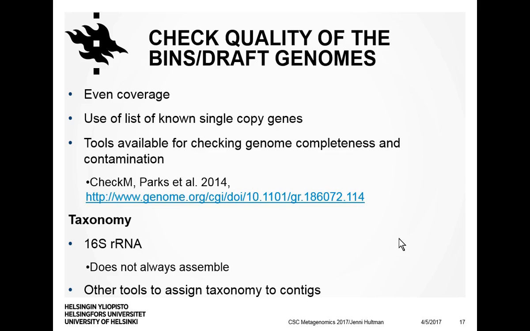So once you have your bins, so you have done your assembly and used some of these tools to get the bins, how you can then check the quality of the bins or your draft genomes is to check that they have the even coverage, that then you should use some list of known single copy genes, because each of your bins should have only one copy of those single copy genes. If there's more, then you know that you have a chimeric bin that has more than one species in it.